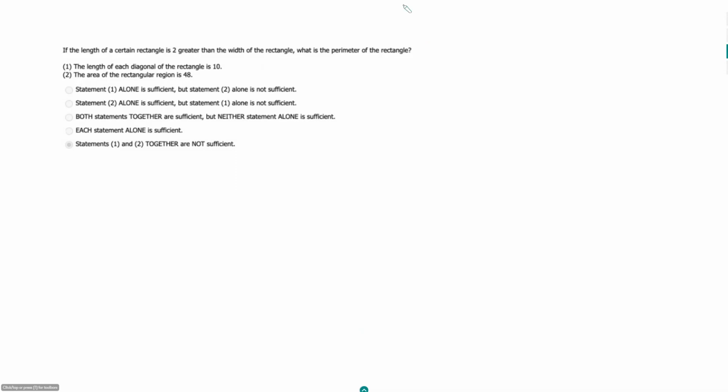If the length of a certain rectangle is 2 greater, so not 2 times greater, just 2 greater than the width of the rectangle, what is the perimeter of our rectangle? So with a rectangle, opposite sides are equal to each other. So we have our length here and here, and our width here and here. And then they tell us that the length is 2 greater than the width.